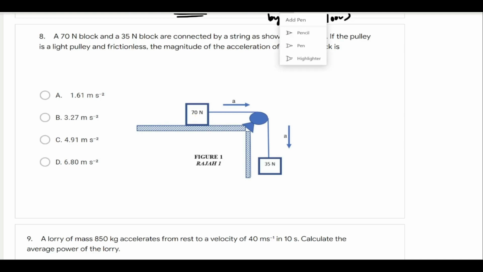Sekejap ya. So this is M1 and this is M2. Okay, so if we draw all the forces on M1, we have normal force, and then we're going to have the weight W1. Lepas tu kita akan ada tension. Okay, so kita consider this as frictionless surface sebab soalan tak bagi pun. Dia tak bagi tahu pun ada coefficient of kinetic friction. And then for mass 2, kita ada weight W2 and then the tension is upward.